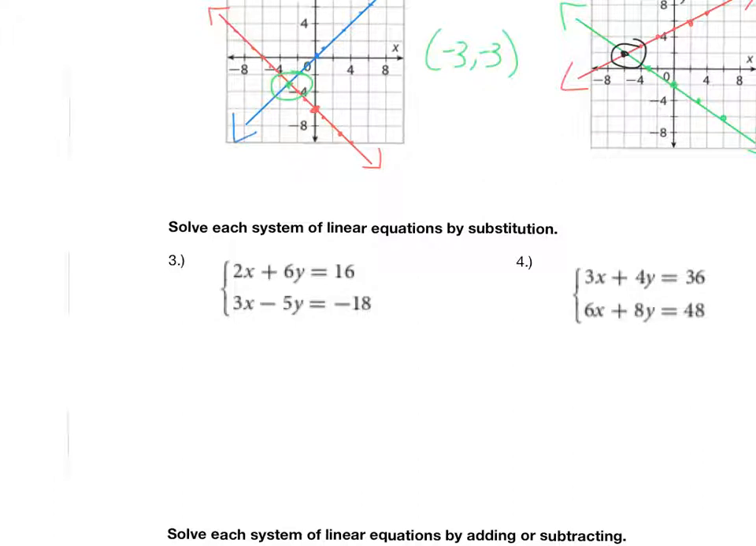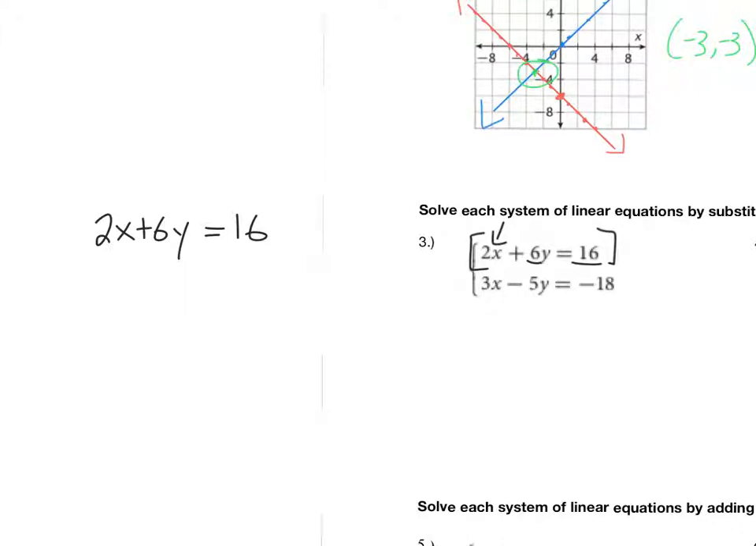Now we're solving each system by substitution, which means we need to solve for one of these variables. If I look at this top one, it looks like the easiest variable to solve for would be x, because the coefficient on x is 2, and I know both 6 and 16 are divisible by 2. So that might be the easiest variable to solve for. So let's do that.